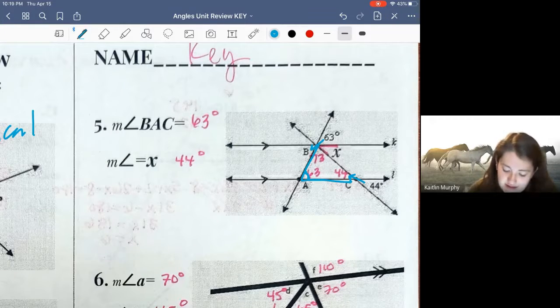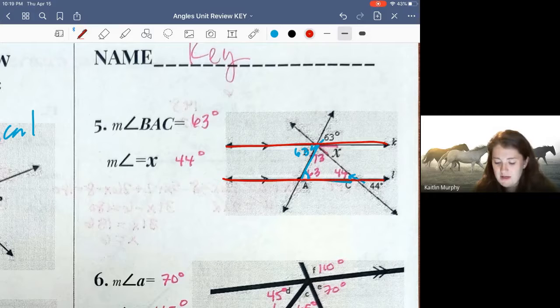Once I know that this is 63 degrees here in the B, I notice that I have these perpendicular lines right here and this transversal. So this angle B that was right there, we labeled 63 degrees, is an alternate interior angle with angle BAC, that one we're trying to find. Those are congruent, so that's also 63 degrees. And then once we know that we have our 73 and our 63 in there, we can subtract those from 180 to get that 44 degrees for measure of angle X.